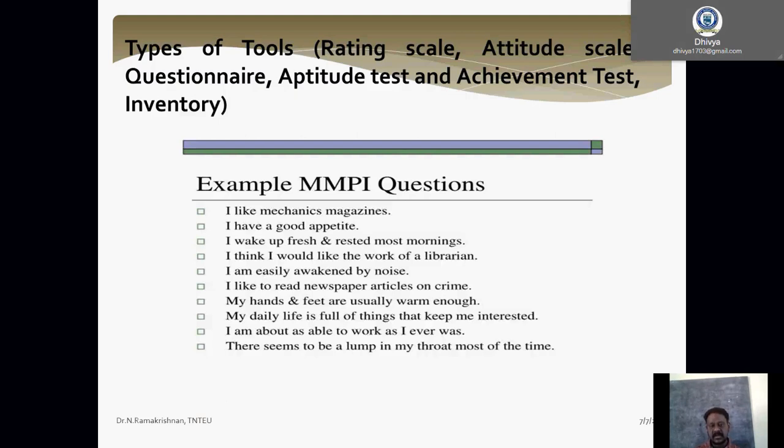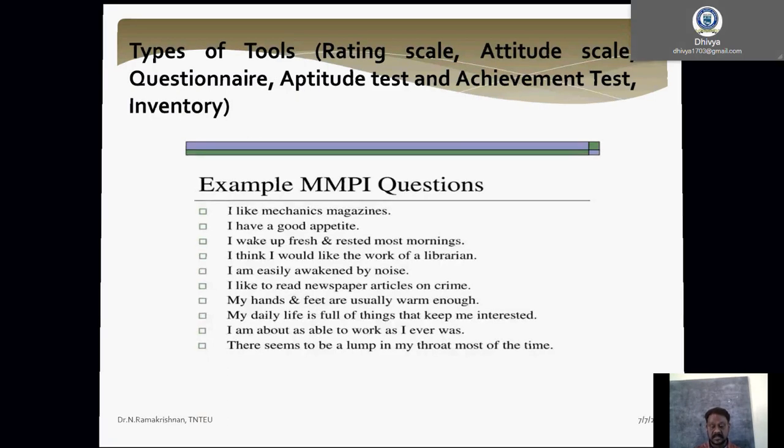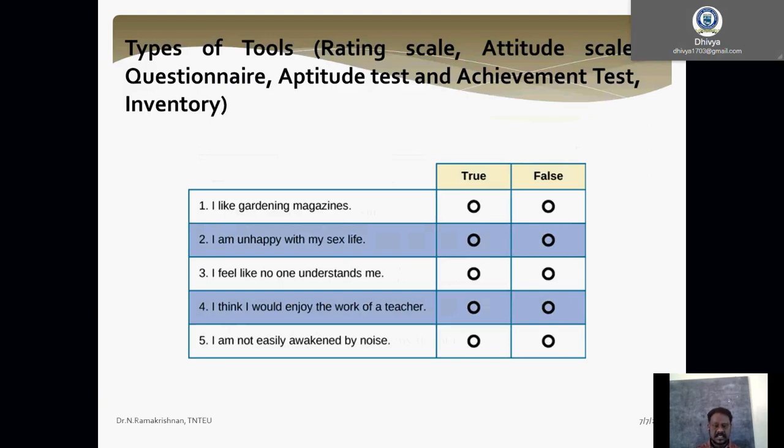So these items normally cover different aspects of a personality, and these are the Minnesota Multiphasic Personality Inventory questions. This is another example: I like gardening magazines. What type of person are you? To find out. What do you mean by inventory? To find out the characteristics of a person, whether he has social behavior, a helping tendency, is of good nature, like ecological systems, gardening methods.